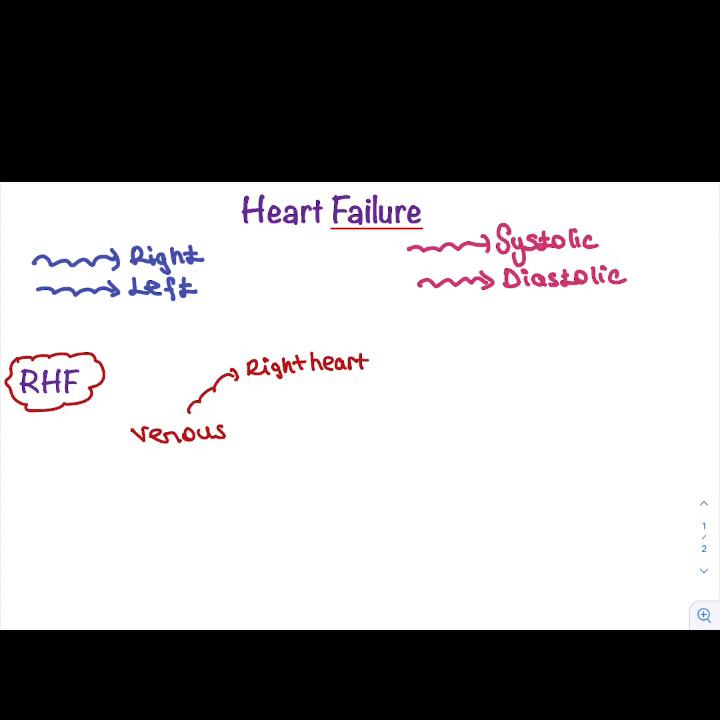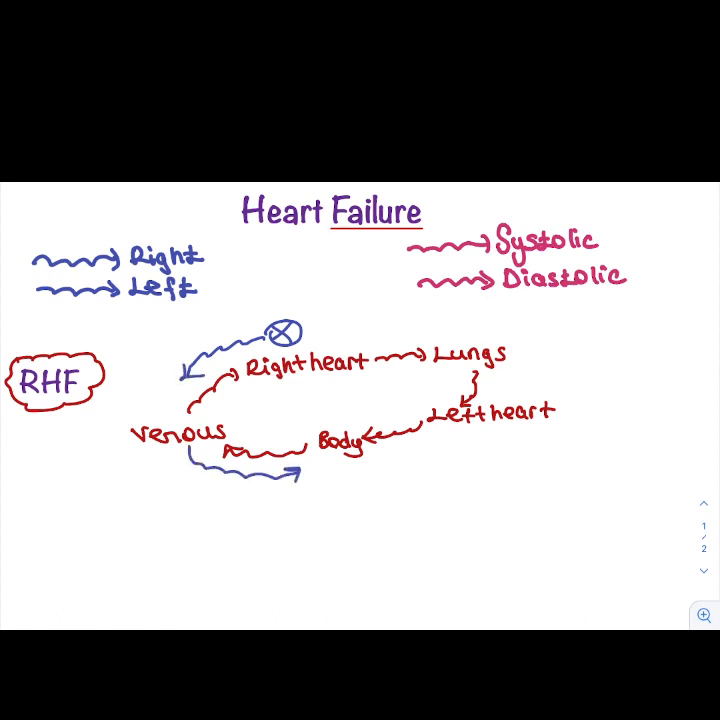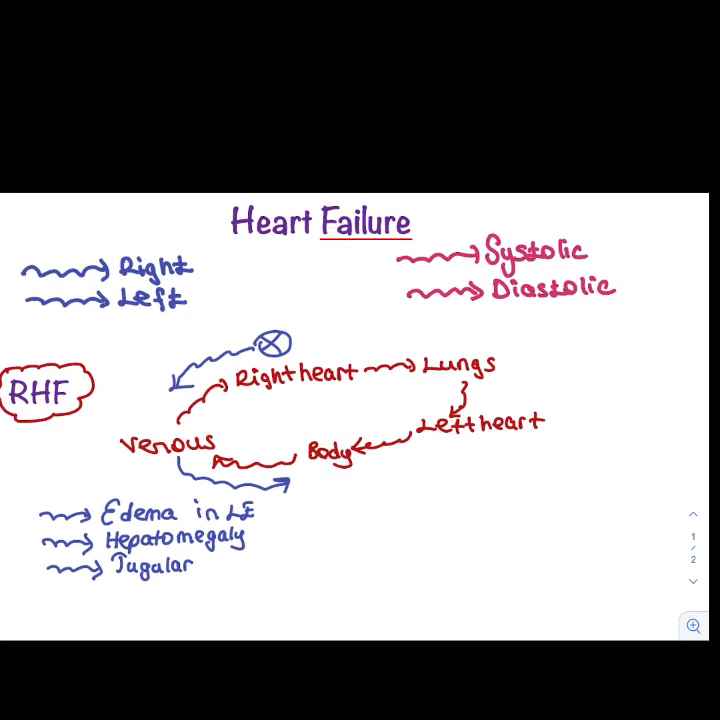The venous system collects the blood from our body and brings it to the right heart, which pumps it to the lungs, which bring it to the left heart, and the left heart pumps it to the body, and this circle continues again and again. So when the right heart stops working, the blood will accumulate back in the venous system. We are going to see it as edema in the lower extremities, and also, since the inferior vena cava is directly connected with the hepatic vein, we are going to see hepatomegaly. Also, venous distension.